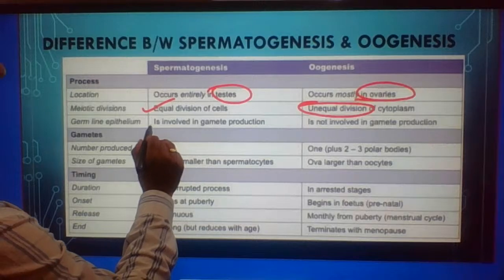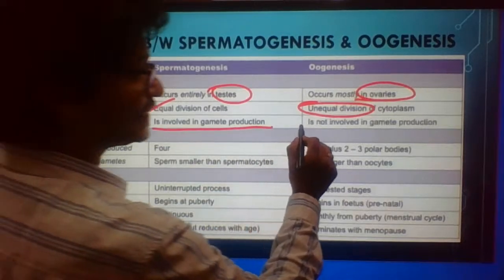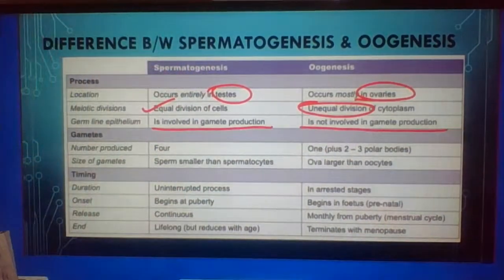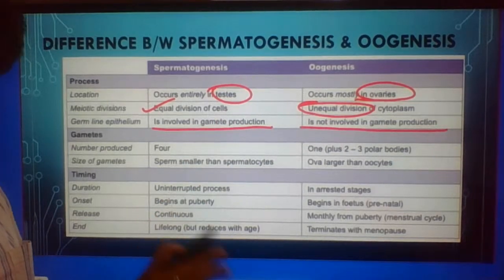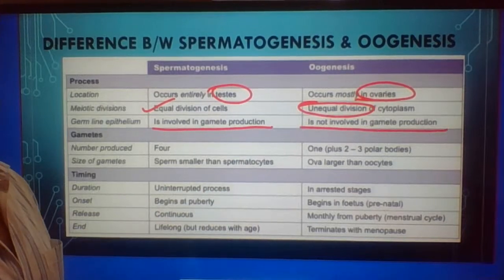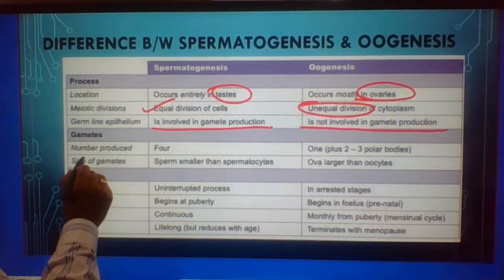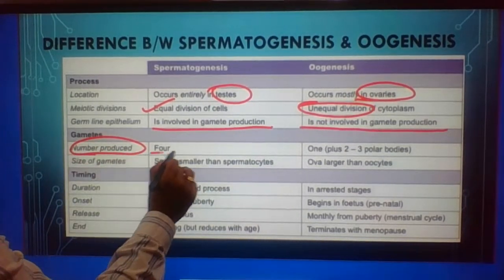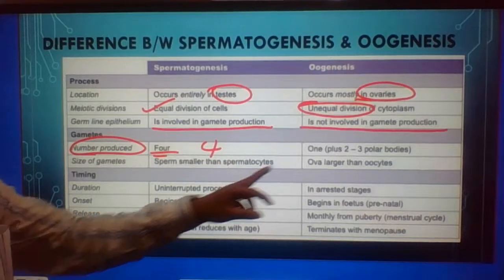Germline epithelium is involved in gamete production. Here it's not involved in gamete production, because only the secondary oocyte is getting produced. It is in the form of an unfertilized ovum, and it gets fertilized only after the fertilization process. As for the number of gametes produced here, you could see 4 in spermatogenesis.